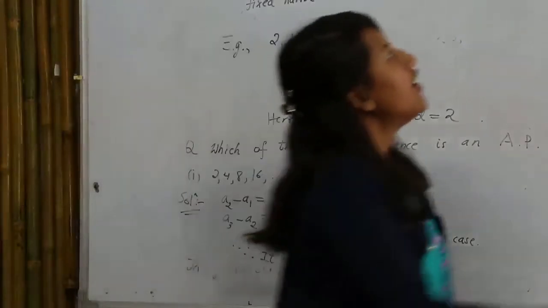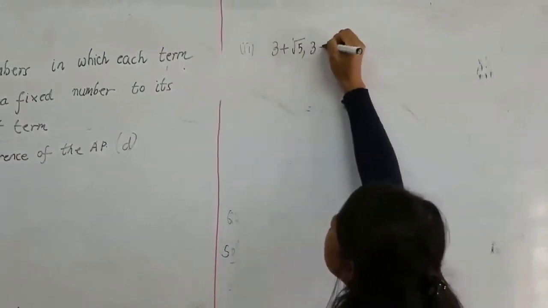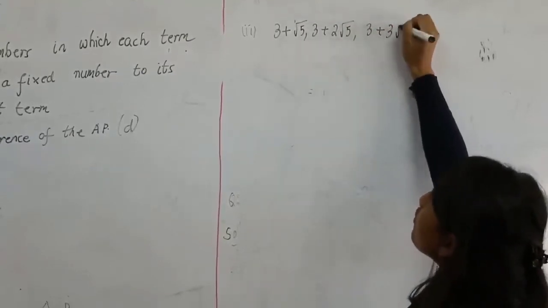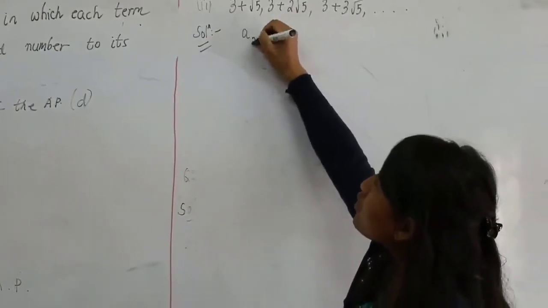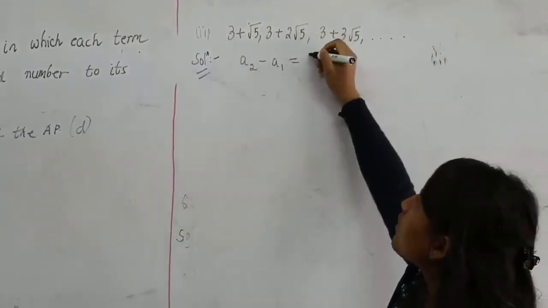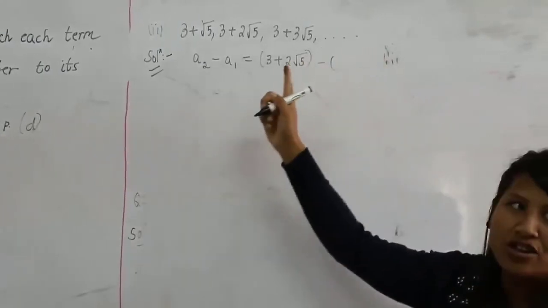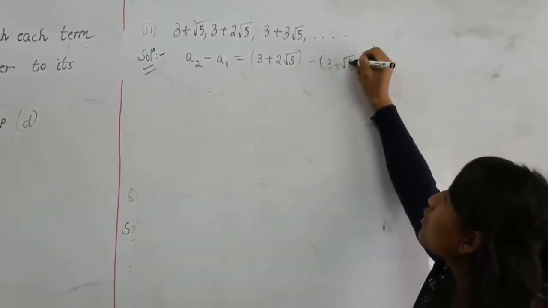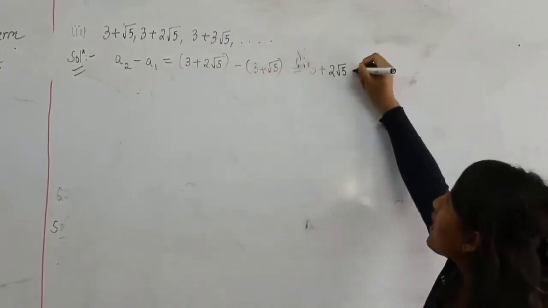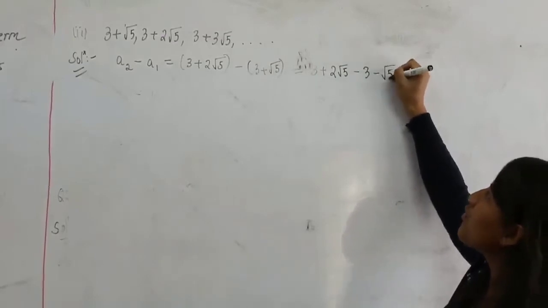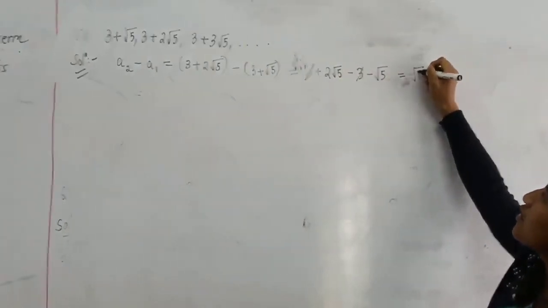Okay. Now the next one. Next one is 3 plus root 5, 3 plus 2 root 5, 3 plus 3 root 5, and so on. Again, A2 minus A1, that is how you do. So the first term is 3 plus 2 root 5, since there are two terms, you have to write a bracket. You have to simplify first. Then 3 plus root 5. Then 3 plus 2 root 5, minus into plus is minus 3, minus into plus is minus root 5. Plus 3 and minus 3 cancel. So this one plus 2 and minus 1, you'll get root 5.